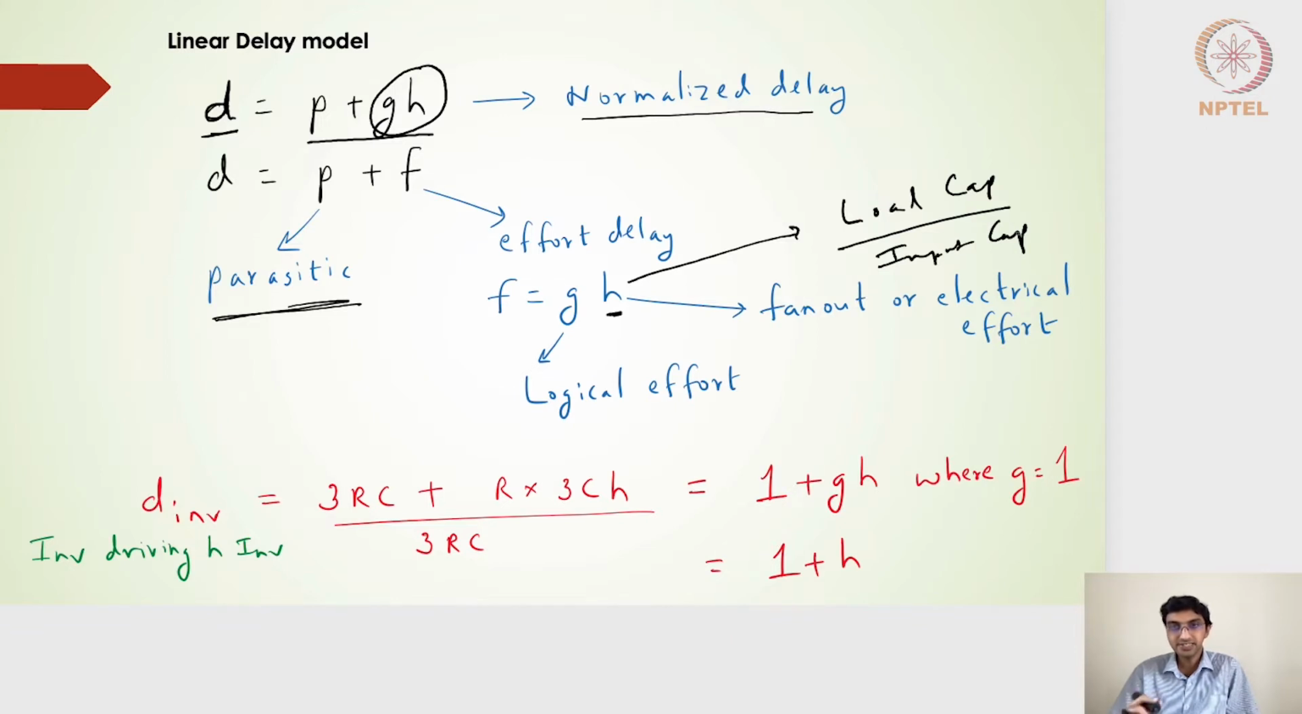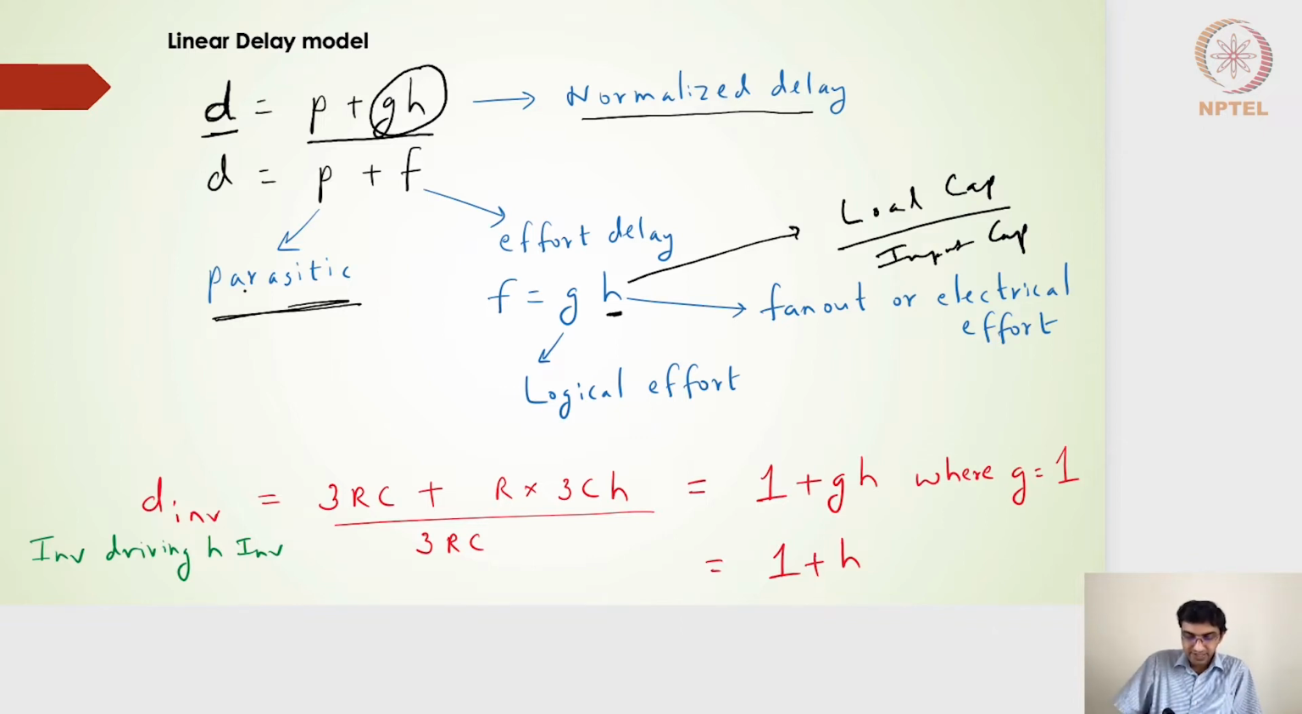So the H value is the input capacitance given by the next stage, which is our load capacitance, divided by the input capacitance of the stage we are considering at this point of time. That is the fan out or the electrical effort. The logical effort and the normalized parasitic, their definitions and expressions, we will see in the future slides.